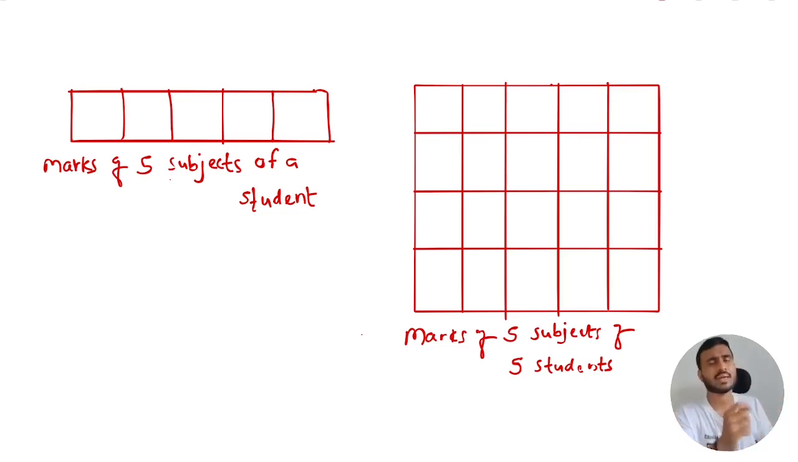So let's take one example. Let's say you have values like 10, 20, 30, 40, 50, 60. Then all these values are numbers, all these values are integers. So we can say that this data is homogeneous data.